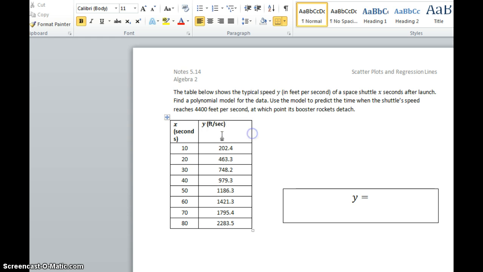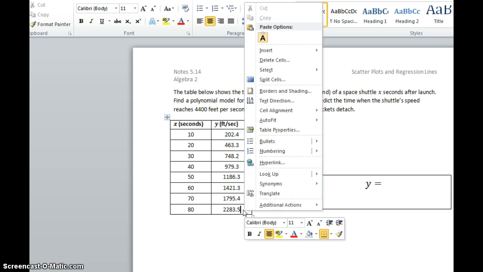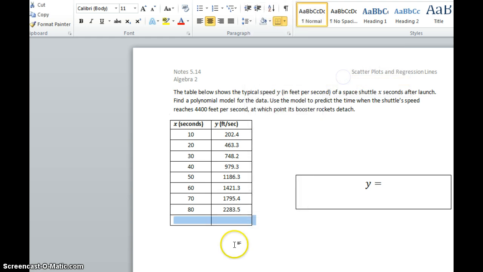And the idea is this: given the values that are on the table, number one, can we find a polynomial model for the data? That means, can you come up with an equation that fits this? And then two, can you use it to make a prediction? Predict the time when the shuttle speed reaches 4,400 feet per second. That is to say, if I was going to add another row below, based on this model, when would I hit 4,400 feet per second? That's the question.